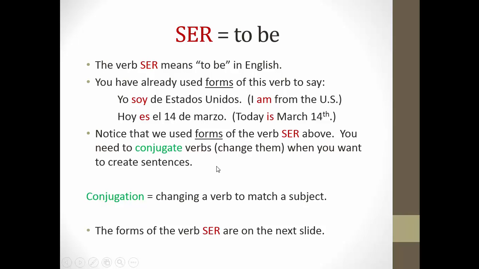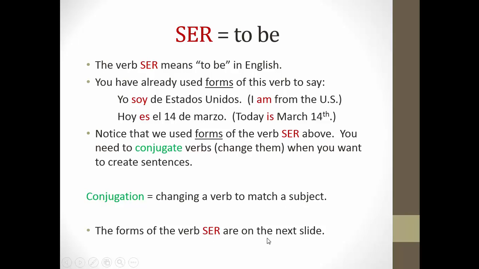Notice that we used forms of the verb ser. This does not say ser, and this is not ser. They're forms of this verb ser. You need to conjugate the verbs, which means change them when you want to create a sentence. So these forms, soy and es, come from this verb ser. This means to be, this means I am, and this means it is. So conjugation is simply changing a verb to match a subject.